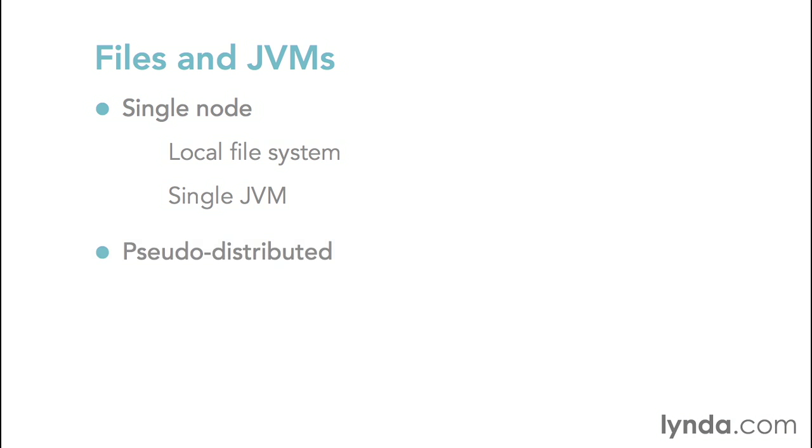Another consideration is to understand how the file system of choice for your Hadoop implementation and Java virtual machines interact. If you deploy Hadoop in single node, you're going to use the local file system and a single JVM for all the Hadoop processes. Now, I know I haven't covered all the various processes yet, but we'll be going there shortly. If you deploy in pseudo-distributed mode, you're going to use HDFS, and the Java daemons are going to run all the processes on a single machine.